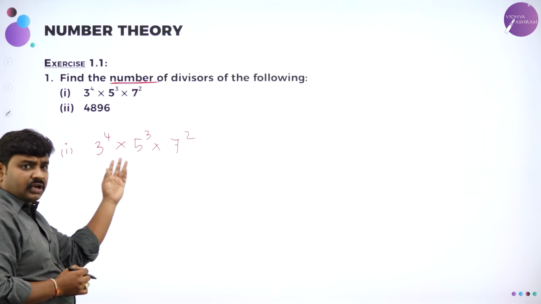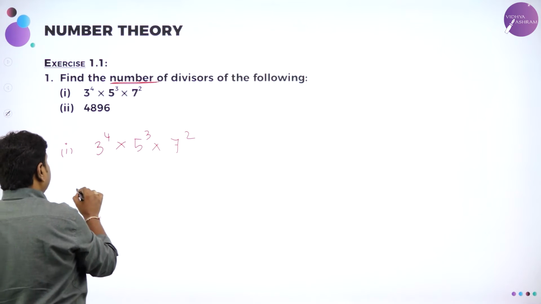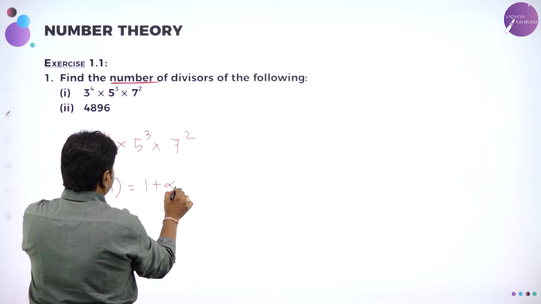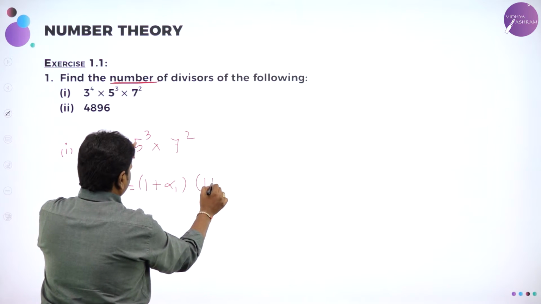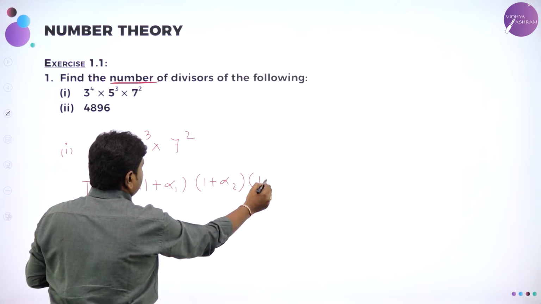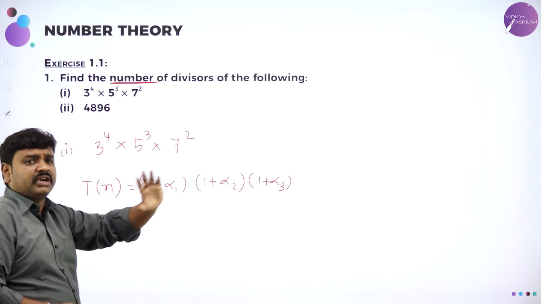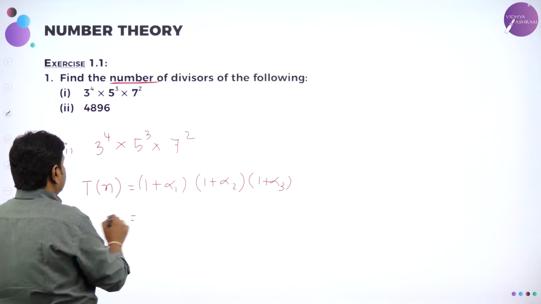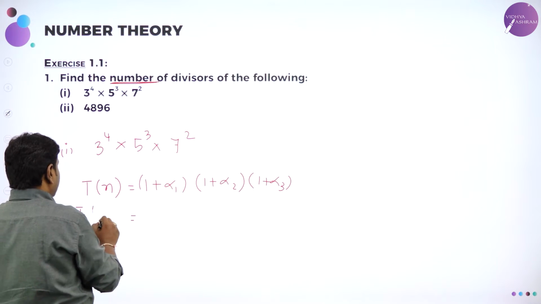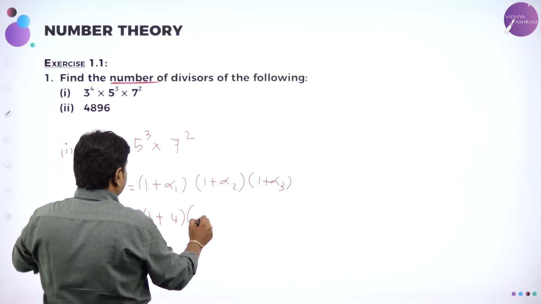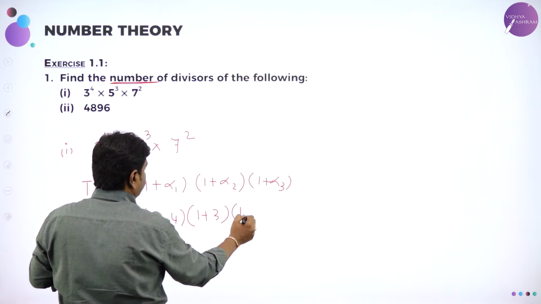All of you know this is already in canonical form. So the number of divisors, T of n, is 1 plus alpha 1 into 1 plus alpha 2 into 1 plus alpha 3. Simple. Add 1 to the powers and multiply. So the number of divisors is equal to 1 plus 4 into 1 plus 3 into 1 plus 2.